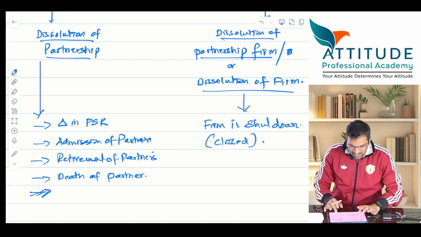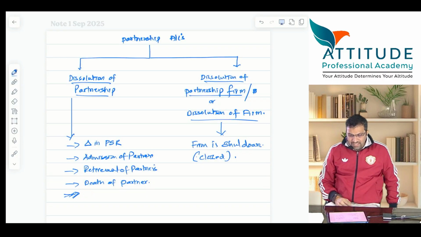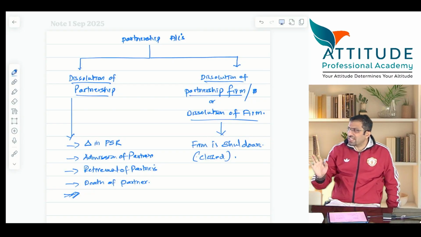So tell me, my dear friends, in partnership accounts, you will be studying two parts mainly. What? Dissolution of partnership, that is 4 things: change in profit sharing ratio, admission of a partner, retirement of a partner, death of a partner. Then dissolution of partnership firm or dissolution of firm, where the firm only shuts down.